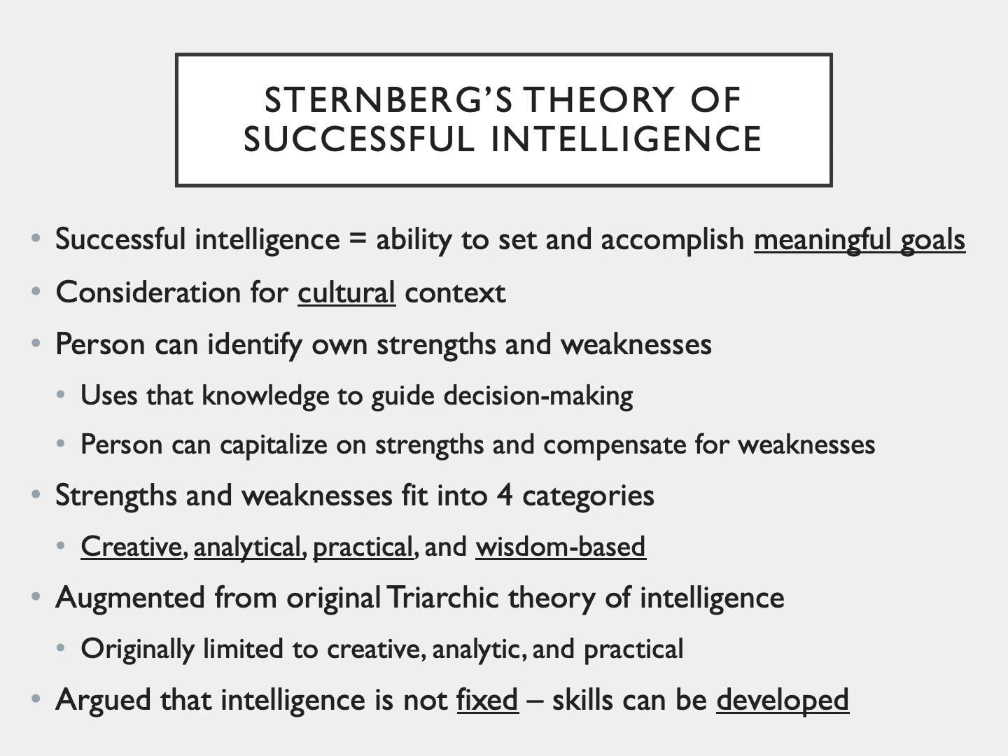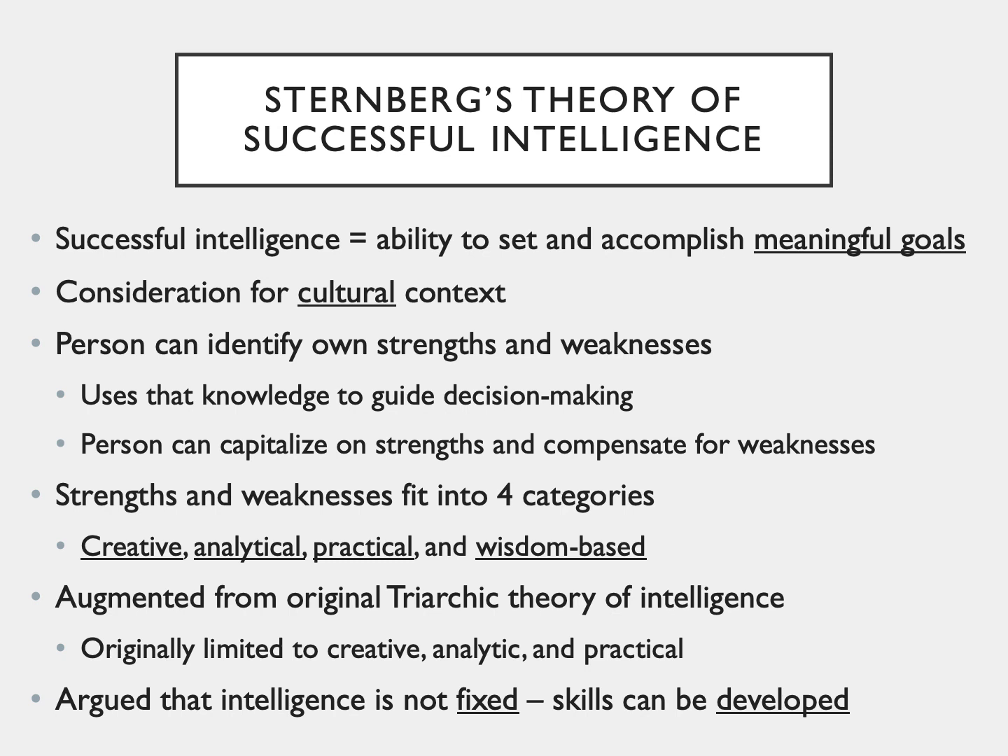Many of you may have heard of the triarchic theory of intelligence. This is essentially the same, and they are both Sternberg theories, but Sternberg more recently added wisdom-based intelligence to his theory. So now there's a slight difference between the triarchic theory of intelligence and the theory of successful intelligence. The triarchic theory of intelligence was his original theory, but is limited to the 3 parts: creative, analytic, and practical.